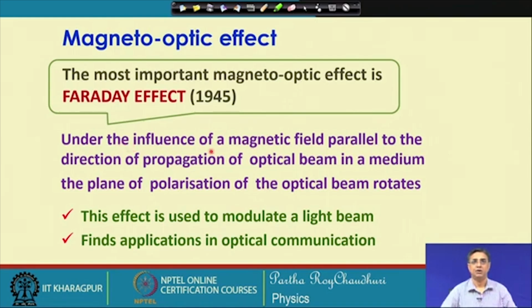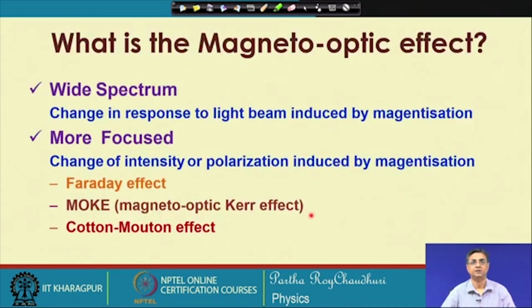Under the influence of a magnetic field, where the magnetic field is parallel to the direction of propagation of the optical beam in a medium, the plane of polarization of the optical beam rotates. This effect is used to modulate a light beam, and it finds a number of applications in optical communication and instrumentation, also for measurement of high current, etc.